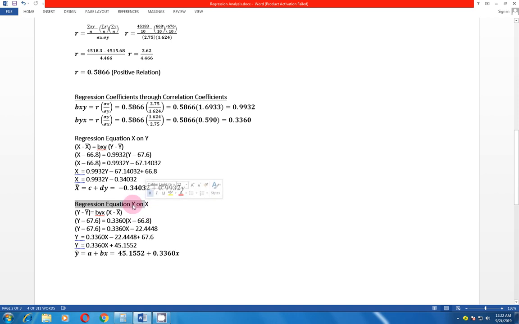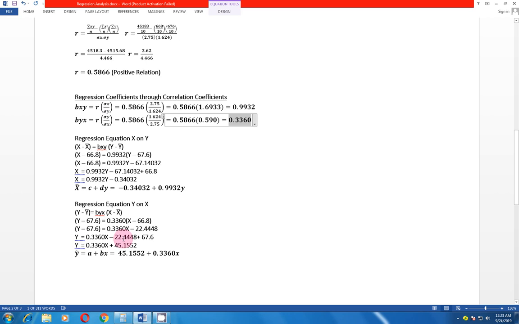So in the reverse case, the regression equation y on x means that the y variable depends on the x variable. The same logic applies here: we place y minus y bar on the left, equals beta y on x, and x minus x bar on the right side of the equation. After putting in the values, one more calculation is needed: beta y on x equals r, the correlation coefficient, multiplied by the standard deviation of y divided by the standard deviation of x. After putting the values in, we get the answer 0.3360.